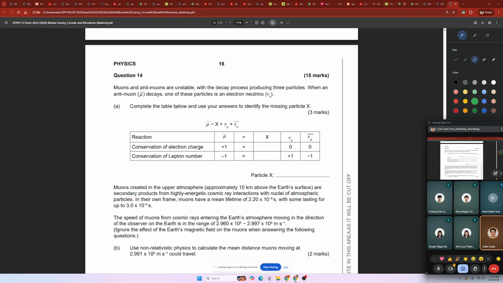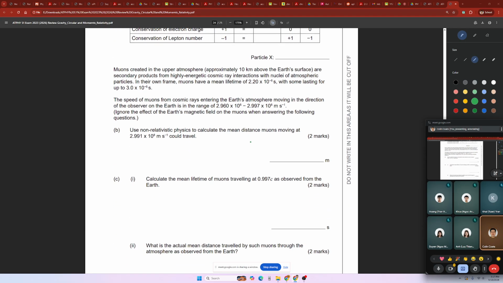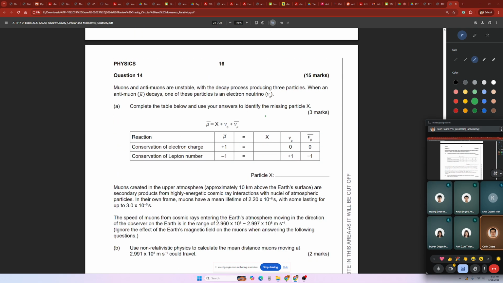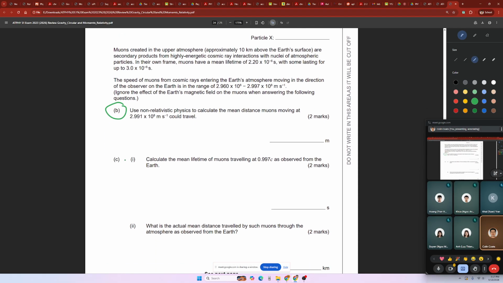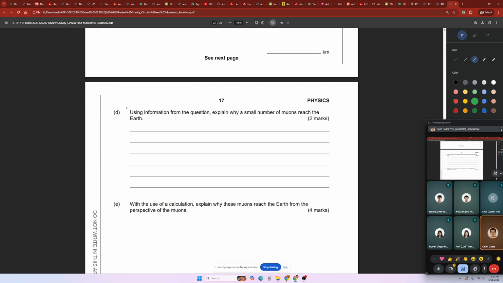Okay, this last question, I believe it is the last one. Question 14 here. So we're not gonna do this part here, because that's about standard model antiparticle stuff. But what we are gonna do is part B. Okay, so B, C, D, and E. Okay, because it's going to talk about relativistic effects.